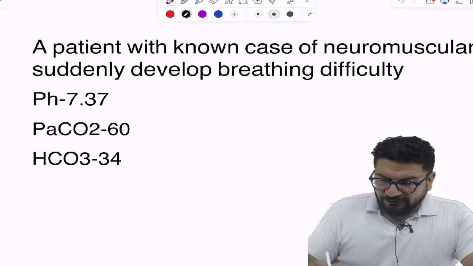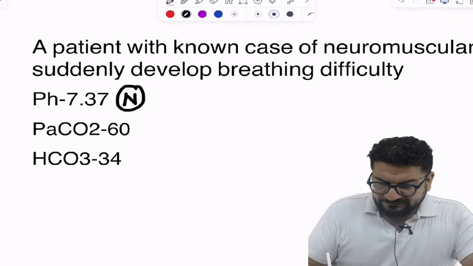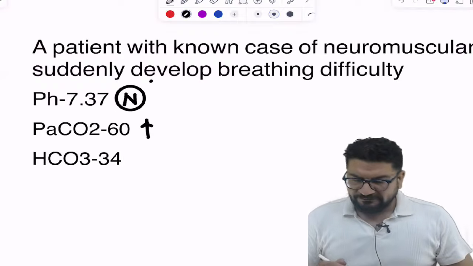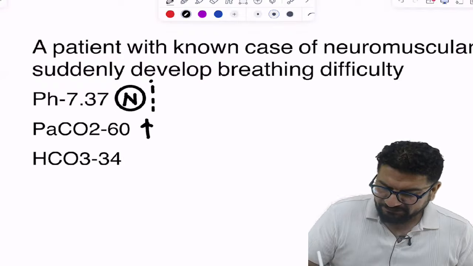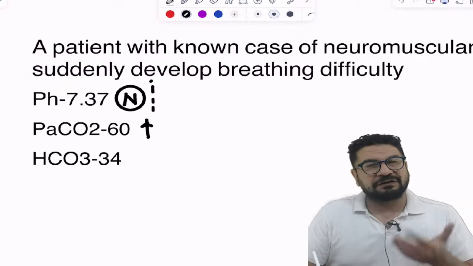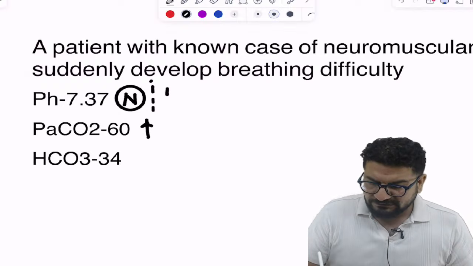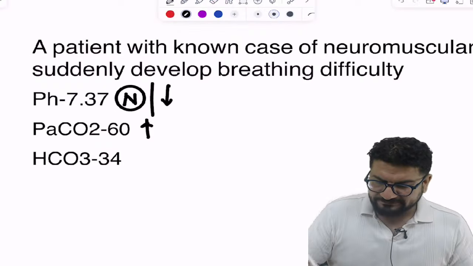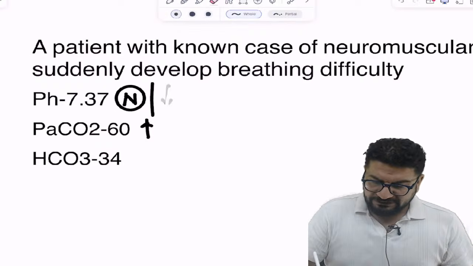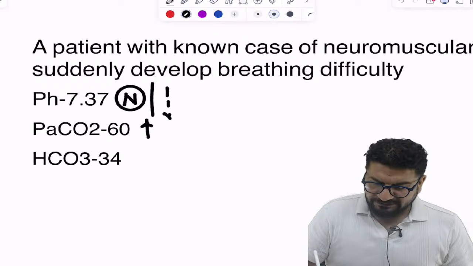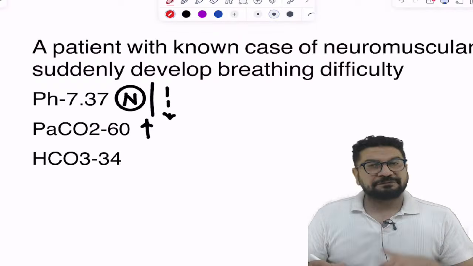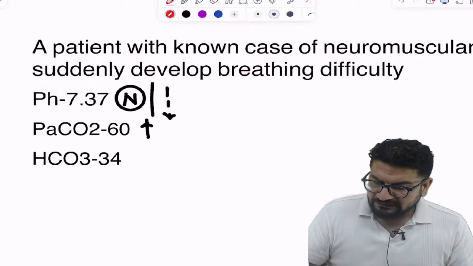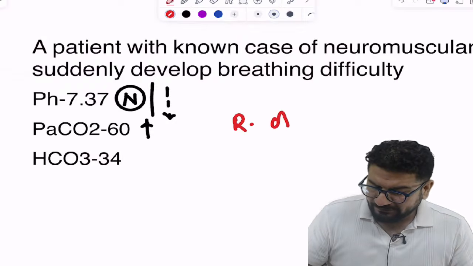Here pH is normal. PaCO2 is more. But when you see 7.37, I can say previously it was 7.35 or less than that, so it is towards the lower side. If you compare this now, you can notice PaCO2 is more, and the directions are reversed. When you compare this with the dotted arrow, then this is a patient of respiratory acidosis.